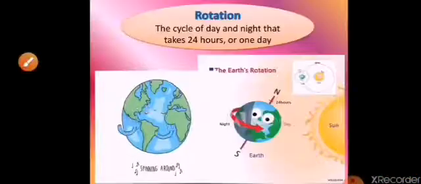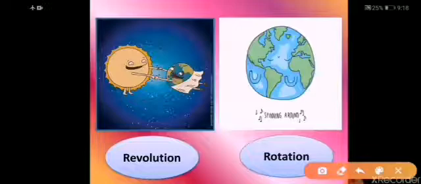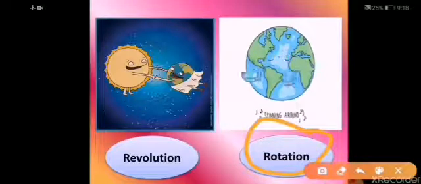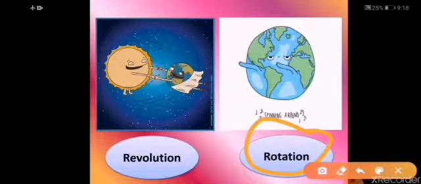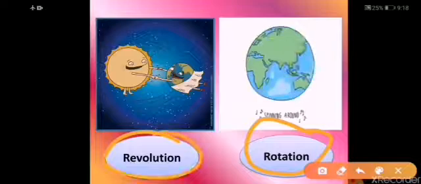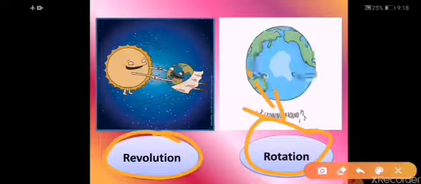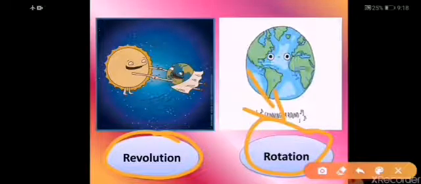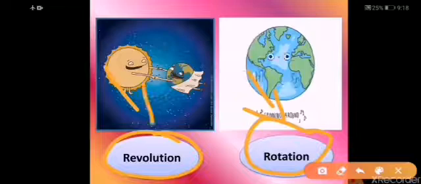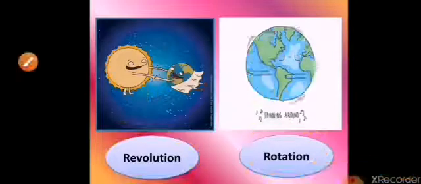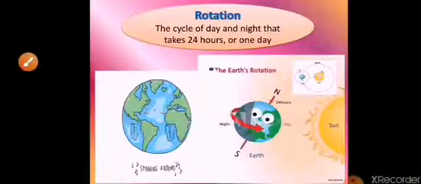So again, when the Earth is moving around itself, we call this rotation, and it causes day and night. And when the Earth moves around the Sun, we call this revolution. The Earth's rotation takes 24 hours or 1 day, but the Earth's revolution takes 365 days or 1 year.